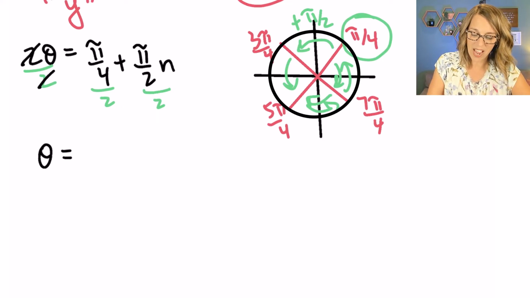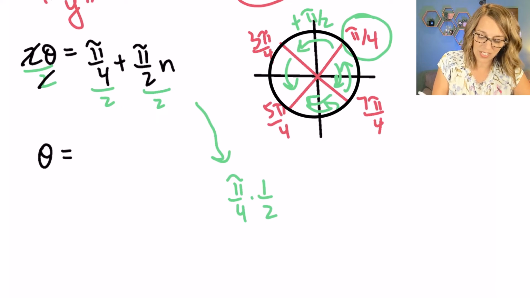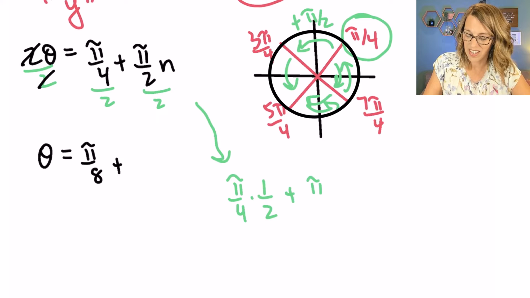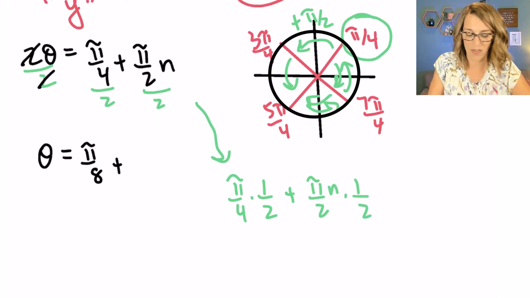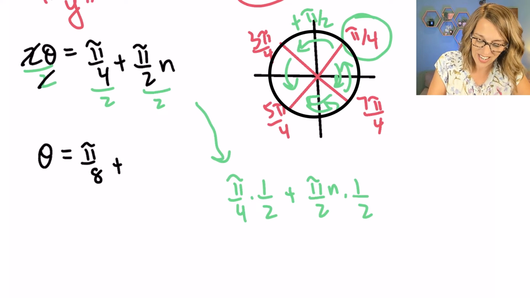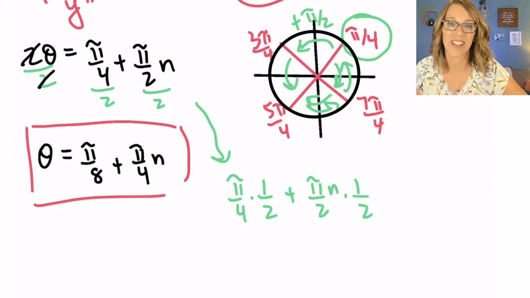I'm going to go ahead and do the math over here off to the side. So that pi fourths over 2 is the same as pi fourths times 1 over 2. Pi fourths times 1 over 2 is pi eighths, plus, now I've got that pi halves n, so pi halves n divided by 2, which is times a 1 over 2. That becomes pi fourths times n. So pi fourths times n, and we've got our general solution.